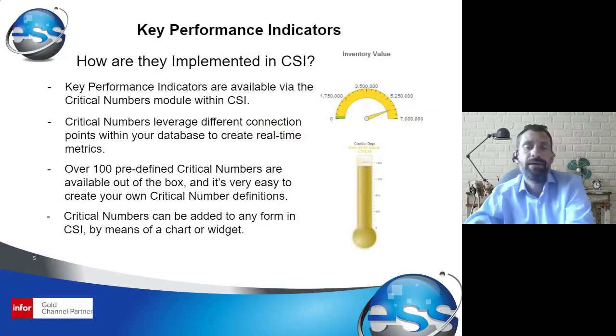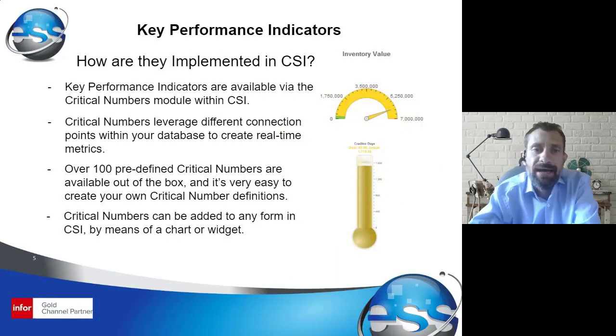So how are they implemented within CSI? So within CSI, they are called critical numbers. So there is a critical numbers module that is built into CSI. And when I say CSI, I'm talking about the newest version, CSI 10, with older versions of CSI or Sightline that would have been part of the Workbench suite. But within CSI 10, it's built into the core system.